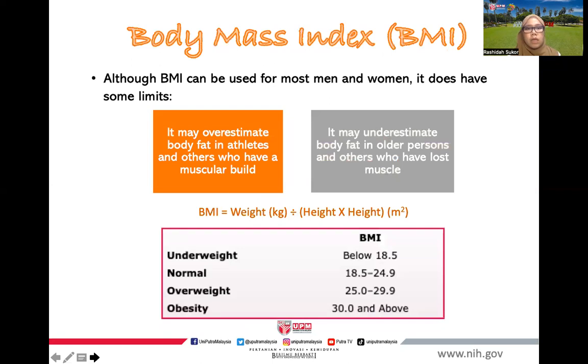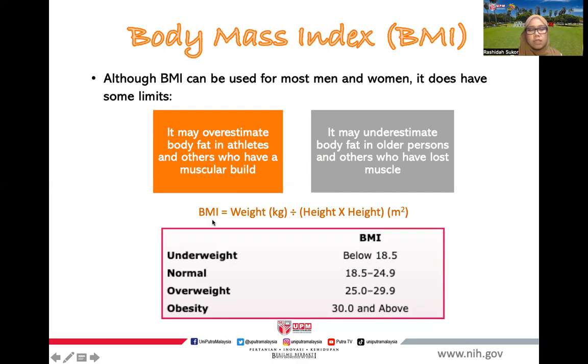Although BMI can be used for most men and women, it does have some limits, because it may overestimate body fat in athletes and others who have a muscular build, because we use this as a body weight. For people who have a muscular build, of course, their mass is higher. So BMI may underestimate body fat in older persons and others who have lost their muscle.